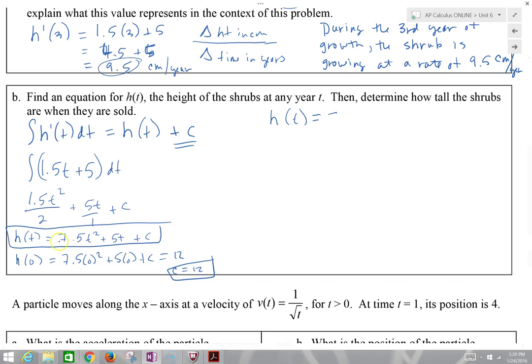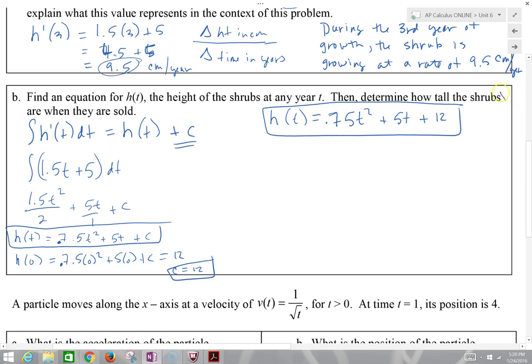And of course I made another mistake. This is 0.75. I'm off by a decimal right there. So it happens when I get my calculator out. Alright, let's try that again. H of t is 0.75t squared plus 5t plus 12. This is our growth function.